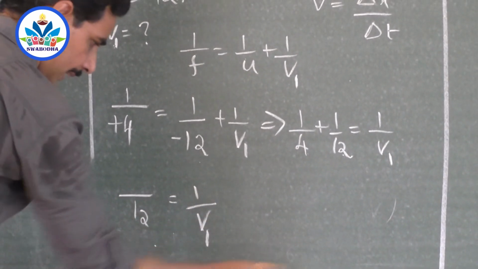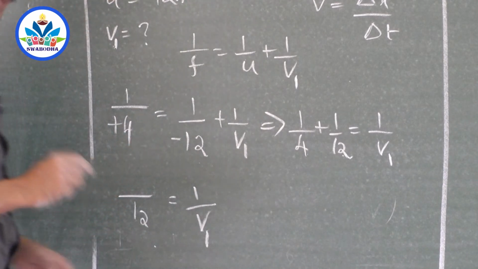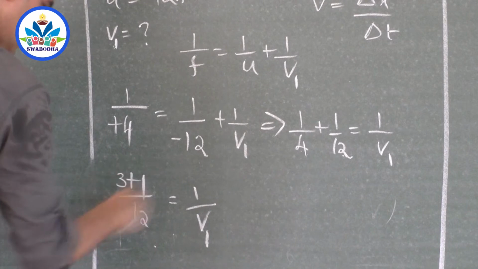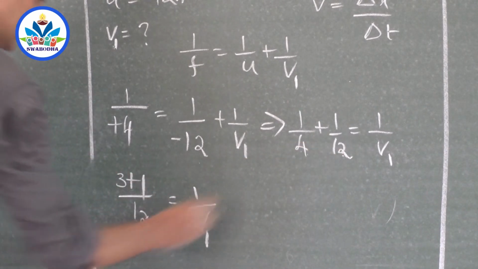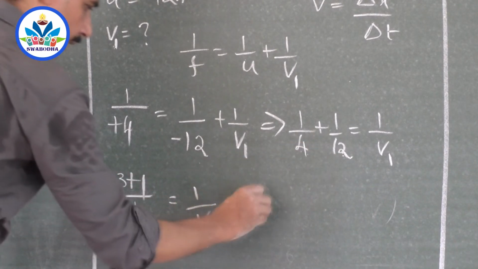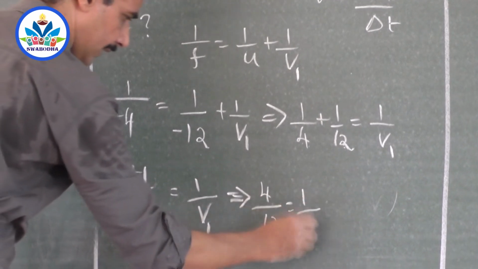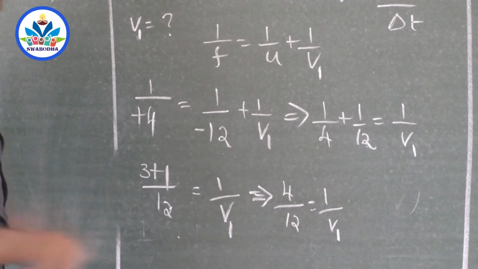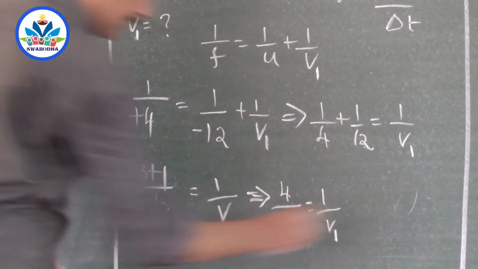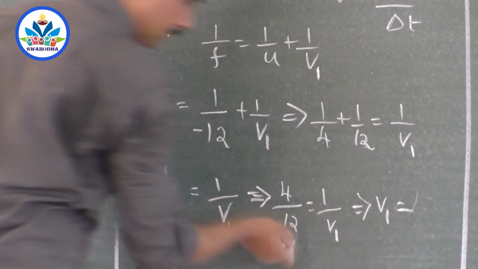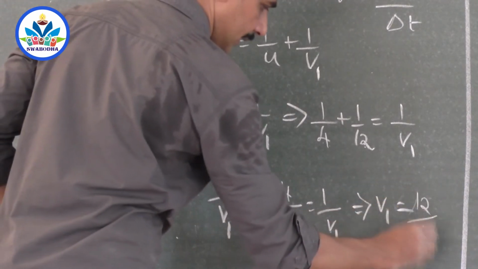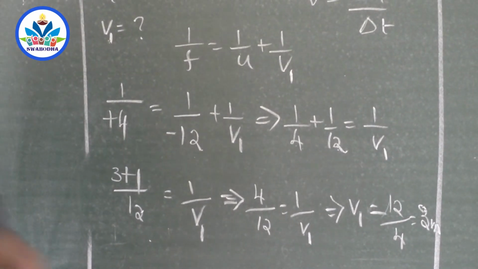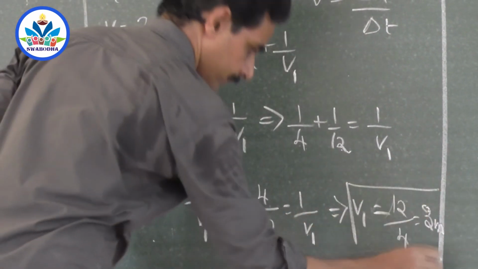I don't leave the habit of writing 1 by v1, you know for what reason. And 12 is the common denominator: 3s are, and 1s are, 12 1s are. So that implies 4 by 12 is 1 by v1. Everything is in meters, and if everything is in centimeters, never mind. Now everything is in meters. What is v1? Invert this, v1 is equal to 12 by 4, that is 3 meters. So this is the first image distance. This we are in need of, the first one.